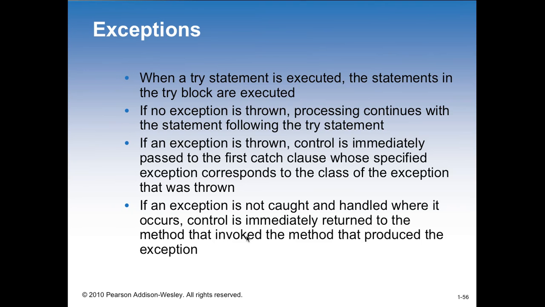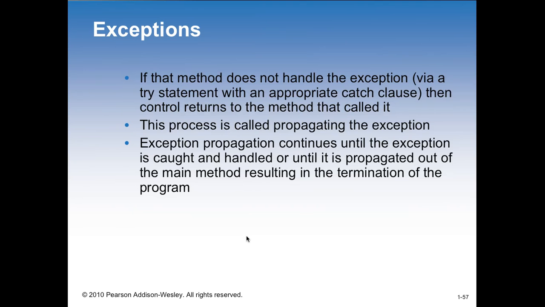So, if an exception is not caught and handled where it occurs, control is immediately returned to the method that invoked the method that produced the exception. So it goes backwards. If the method does not handle the exception via a try statement, then the control returns to the method that called it. So control automatically just goes back to the calling method. How you deal with exceptions is really up to the programmer in terms of the design. And exceptions occur a lot with data structures because you build the perfect world and then someone comes in and messes it up.